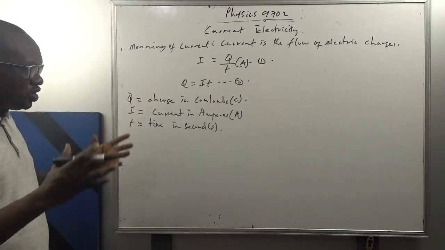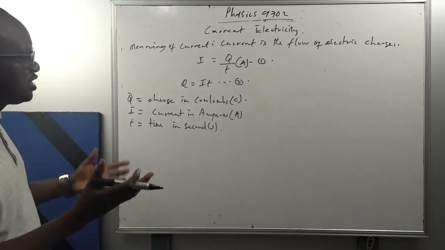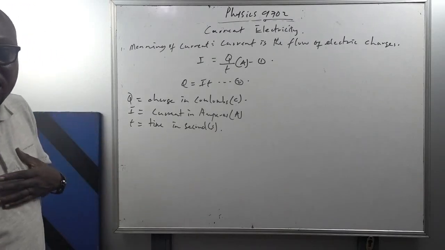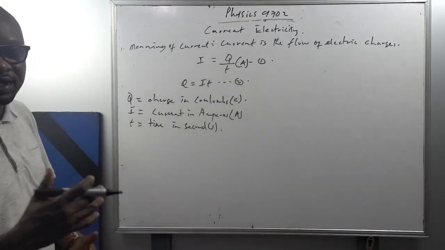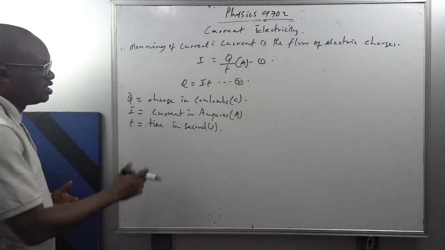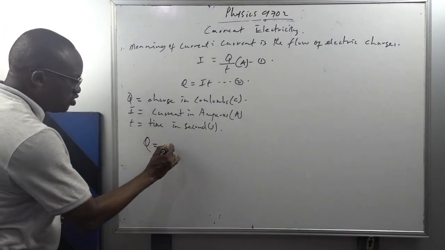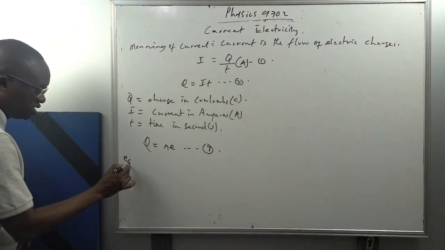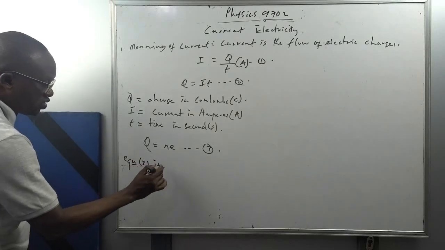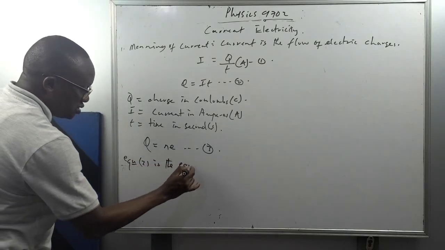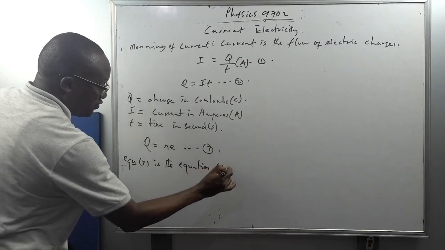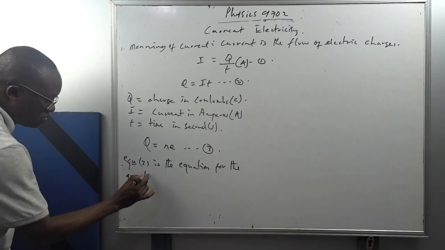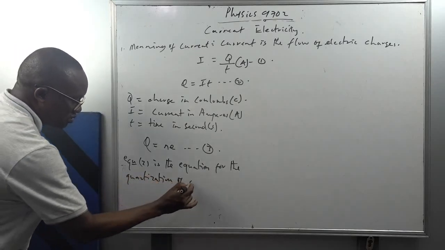Now, another thing that's very interesting is this. The charge of a particle is always equal to a number of elementary charge. So charge Q is always equal to the number of elementary charge. This becomes equation 3. Now equation 3 is the equation for the quantization of charge.